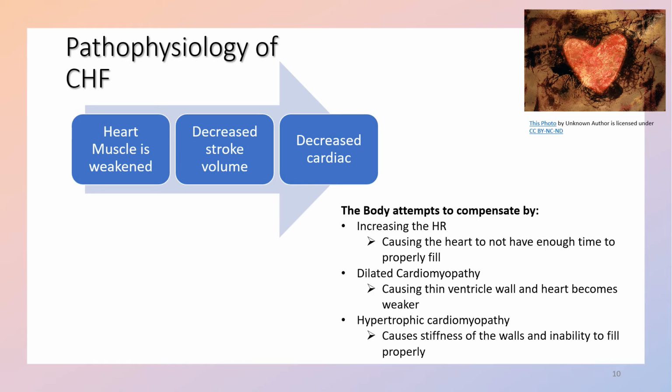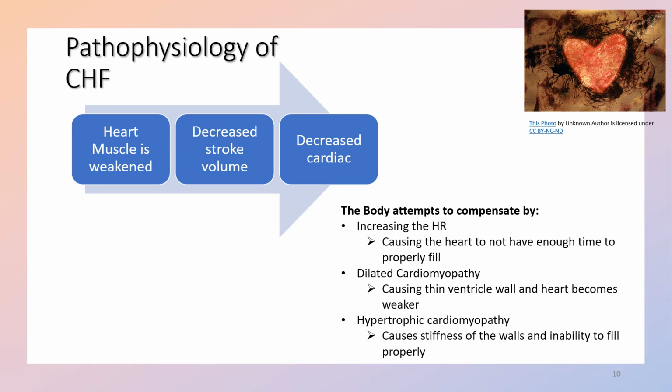Basically, it starts when the heart is damaged, usually by either coronary artery disease or by hypertension. Hypertension causes narrowed arteries and an increased afterload. The damage and weakened heart causes a decrease in stroke volume. Stroke volume is the amount of blood that is pumped out of the heart with each beat. And with the decrease in stroke volume, this causes a decrease in cardiac output. And cardiac output is the amount of blood pumped out by the heart each minute.